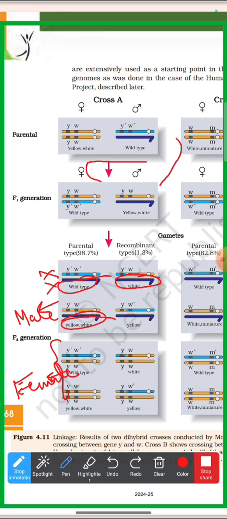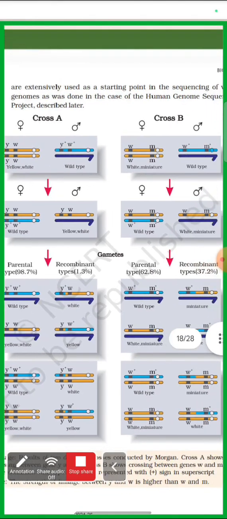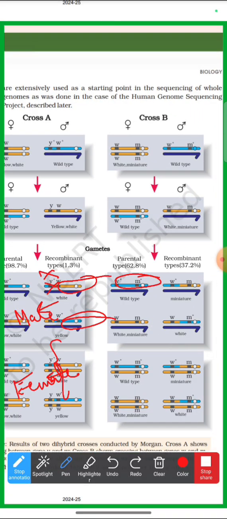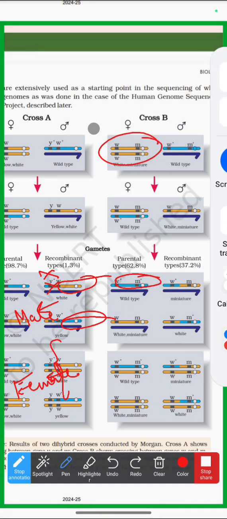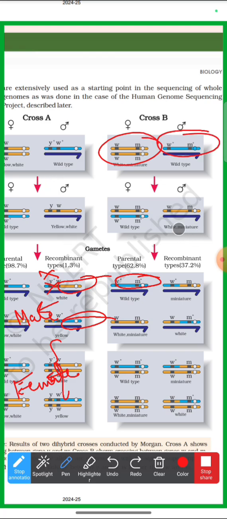Now in cross B we have two genes, W and M, white and miniature, and W plus and M plus, which is wild again. Now the cross of parental type will again lead to the F1 generation. Here also we need to note the distance between them, which is quite large compared to cross A. There is so much distance between them, which will lead to more recombinations and less linkage.